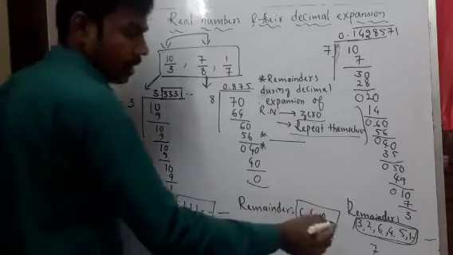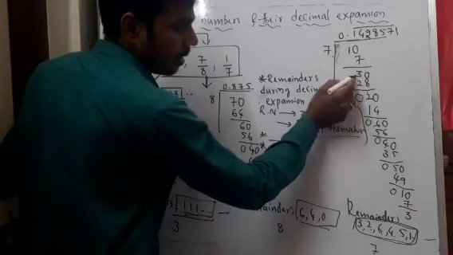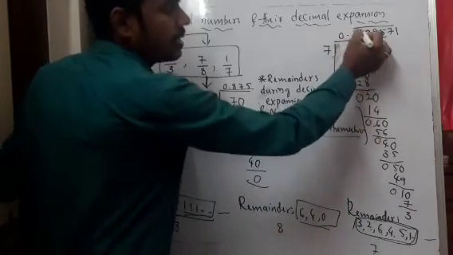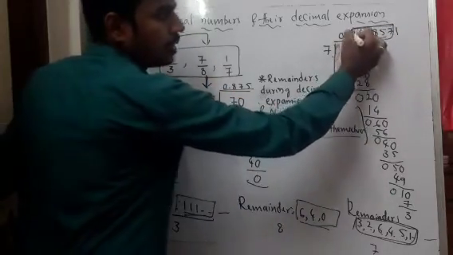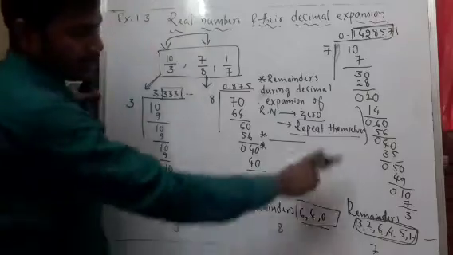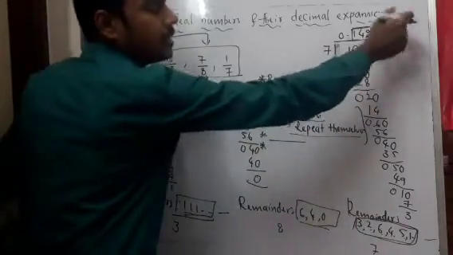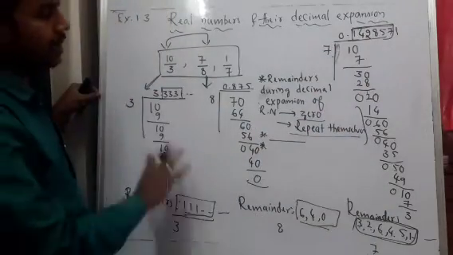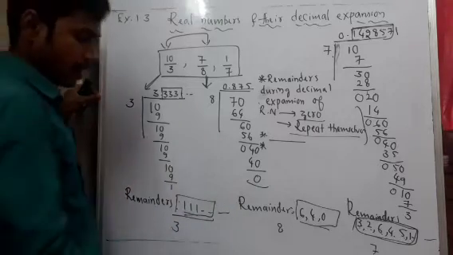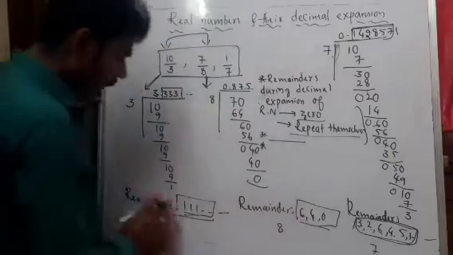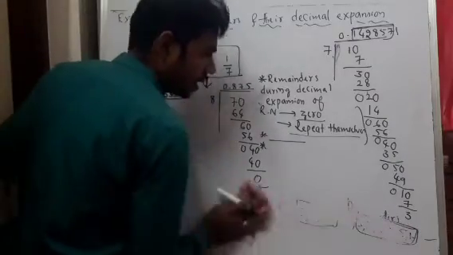Here also, the remainder is repeating. So after this string, the digits in the quotient are going to repeat again. If the remainders repeat, the digits in the quotient will also repeat. These are the three things regarding decimal expansion of rational numbers.